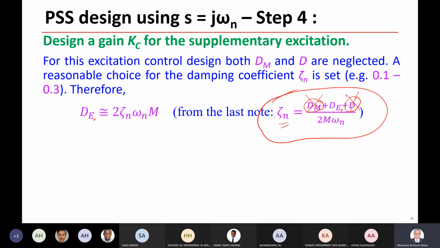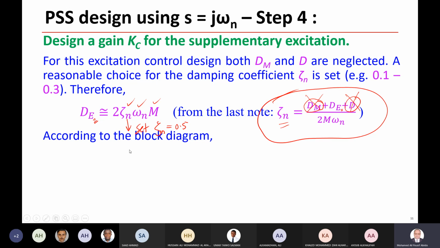So this is dE. In this case, dE equals 2 zeta n m omega n. Omega n is known, m is known, and you can set zeta n. You can say, now I need this power system stabilizer to give us a damping coefficient equal, for example, to 0.5. You assume it as such. These are the design specifications. I need the damping coefficient of the system to be 0.5. So you can assume zeta n, and then you can get dE.